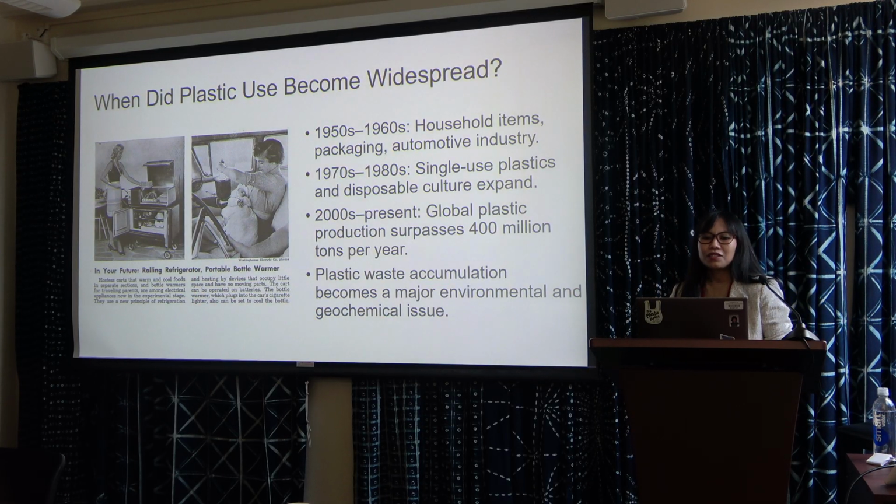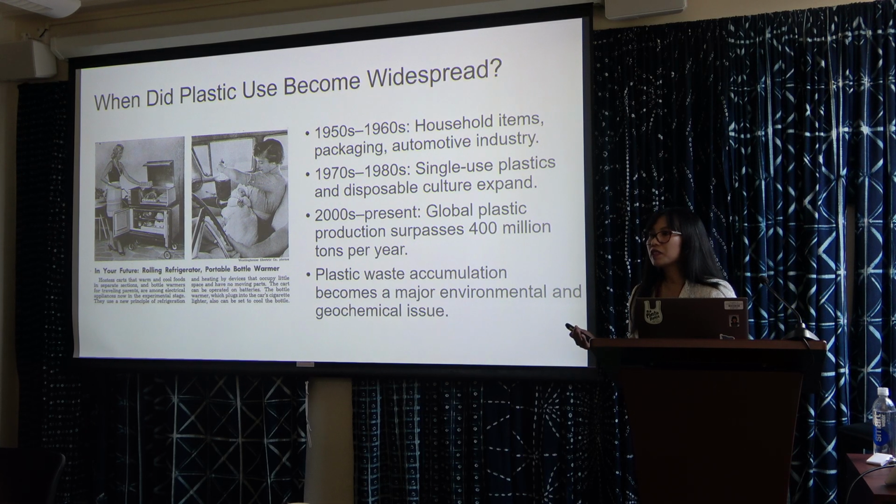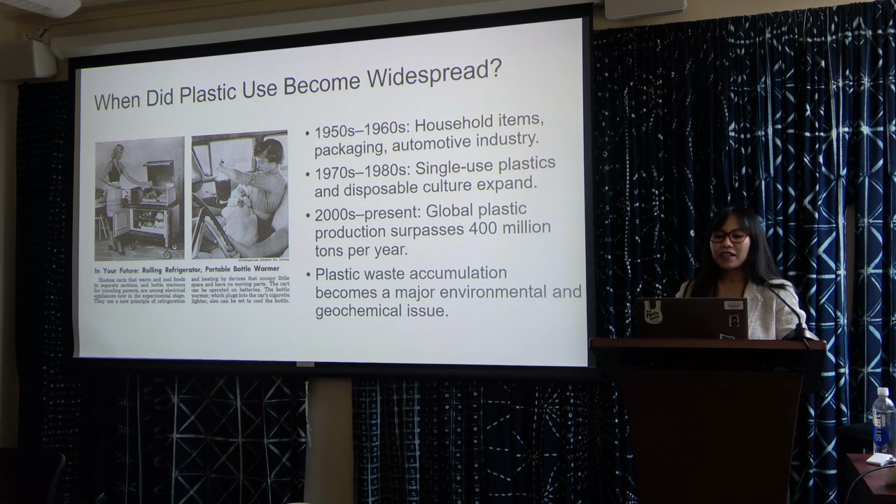So when did plastic use become widespread? Since 1950, between 1950 and 1960, we used it in household items, in packaging, and also in the automotive industry. After 1960, and around 1970 to 1980, we started to use single-use plastic and a disposable culture. This culture expanded, and from 2000 until now, global plastic production has been 400 million tons per year. Can you imagine we produce this much plastic per year? This plastic waste accumulation has become a major environmental and geochemical issue.